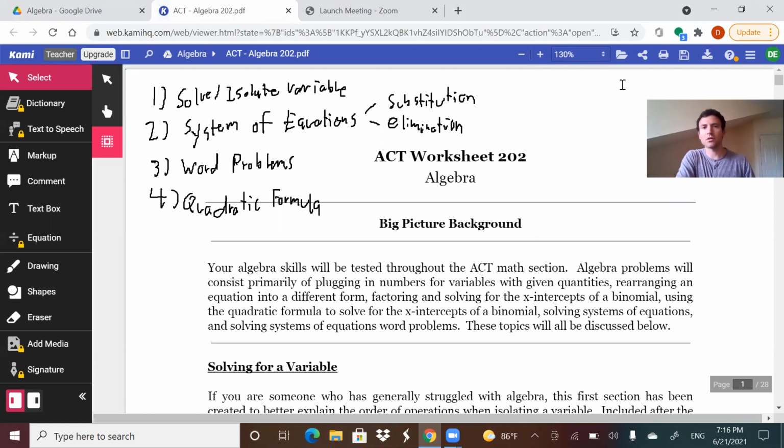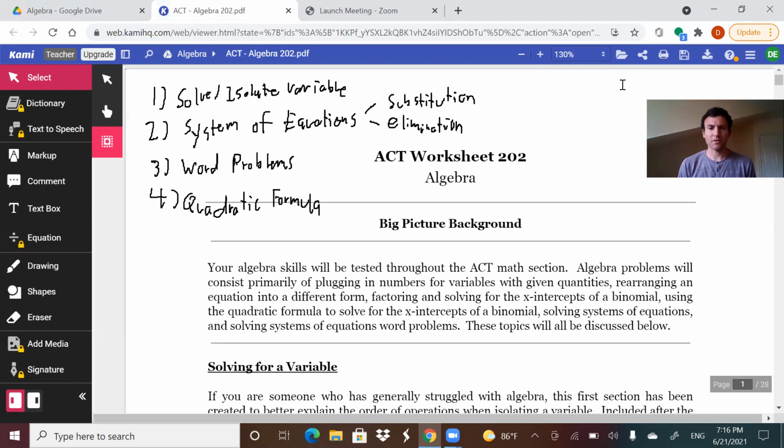front of you. So solving and isolating a variable, how to use substitution and elimination as it pertains to systems of equations, being able to write equations out when you have word problems and then solve for variables, and then just understanding how to factor quadratics and how to use a quadratic formula if it's not easily factorable. So we'll go through all of that and then we'll do some problems from the test.